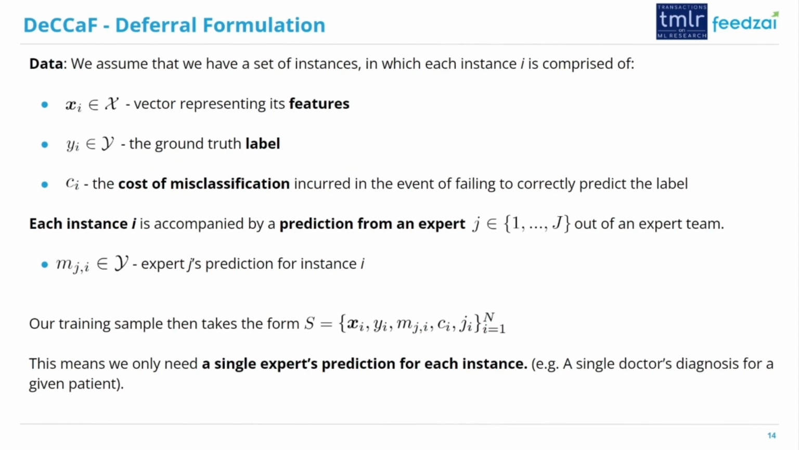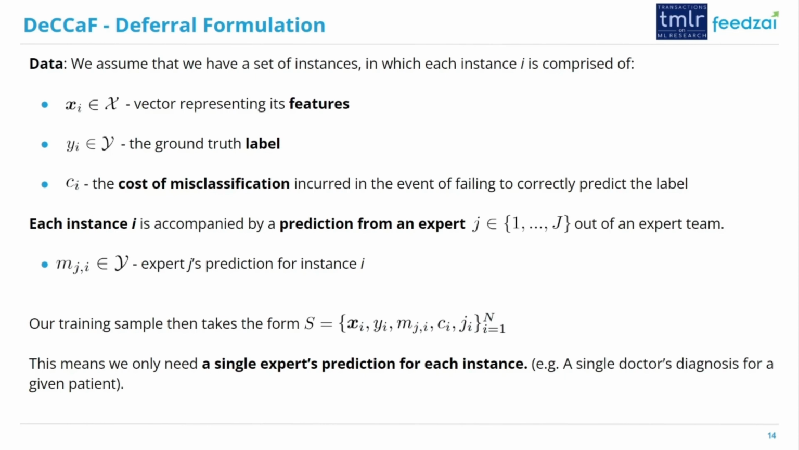Now, for the available data, we will assume that we have a set of instances in which each instance i is comprised of a vector representing its features, the ground truth label, and the cost of misclassification incurred in the event of failing to correctly predict the label.